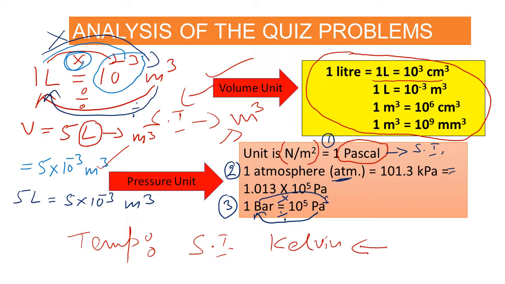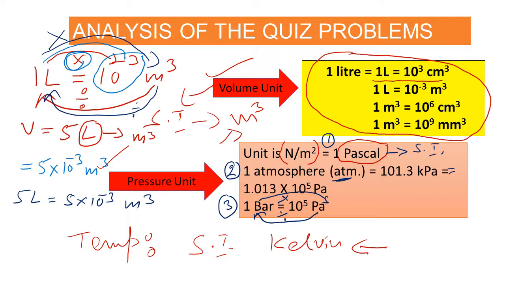And for the pressure, the SI unit of the pressure is the Pascal. You have to change the unit to Pascal. And 1 Pascal is equal to 1 Newton over meter square. It has the same meaning here.